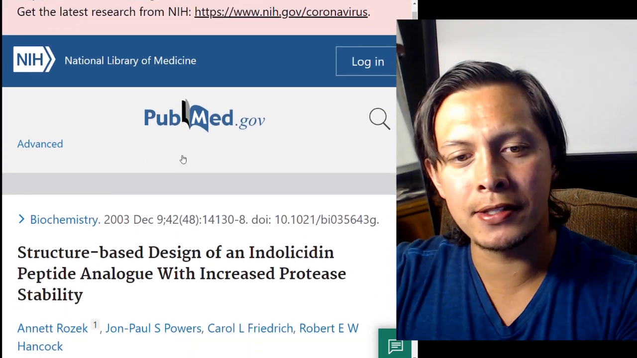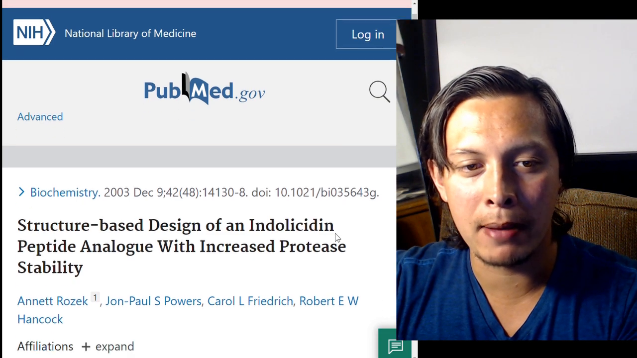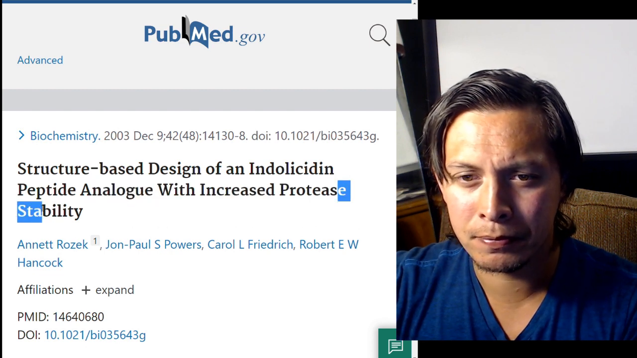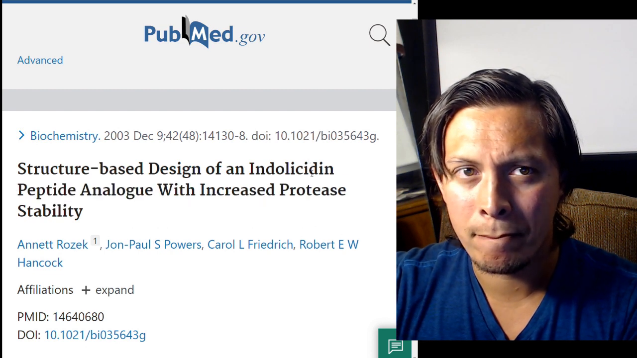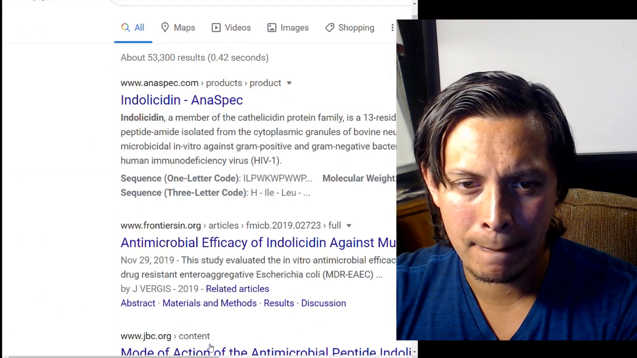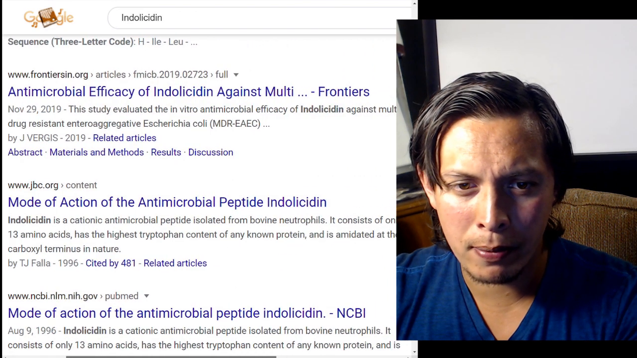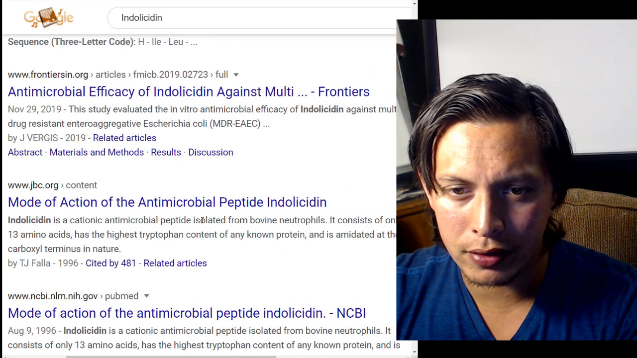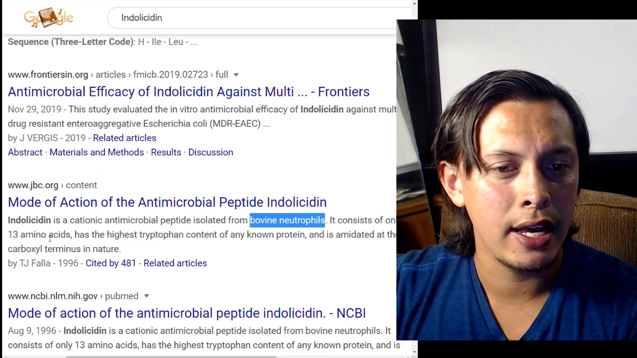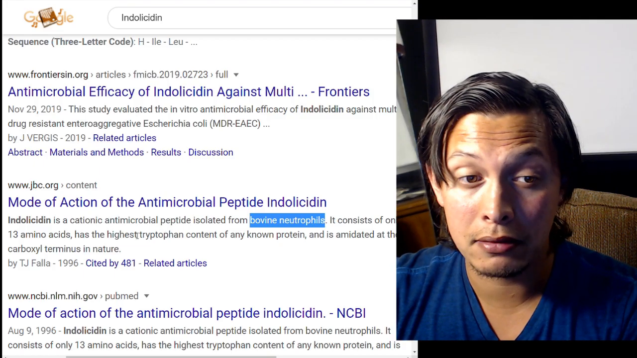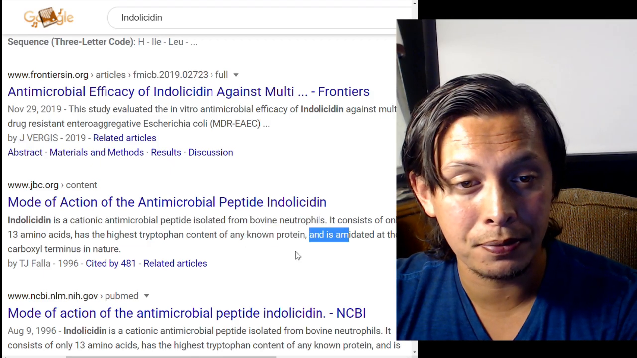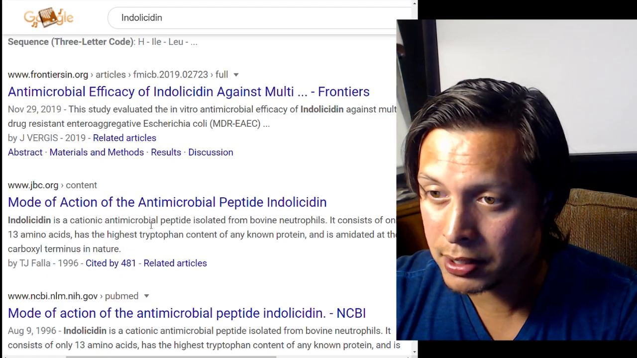So, structure-based design of an indolicidin peptide analog with increased protease stability. Let's look at what indolicidin is. It's a cationic antimicrobial peptide associated with bovine neutrophils. It consists of only 13 amino acids and has the highest tryptophan content of any known protein. It is amidated at the carboxy terminus in nature. So it's an antimicrobial peptide that is floating around.